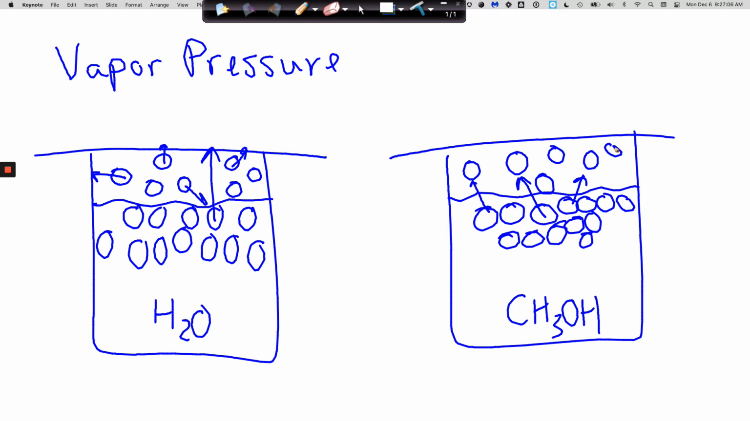You said that very well, Preston. The idea here is that methanol has weaker intermolecular forces. Because the intermolecular forces in methanol are weaker, it's easier for those molecules to jump into the vapor phase. As a result, the vapor pressure of the methanol would be higher than the vapor pressure of the water. Does that make sense?